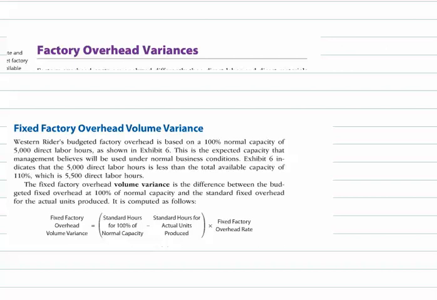So again, simply put, they pay me $100 per class. I have 50 chairs. That's $2 per chair. I then count the empty chairs, multiply by the $2, and I have my volume variance. And it's going to be unfavorable because I'm not using all the chairs.